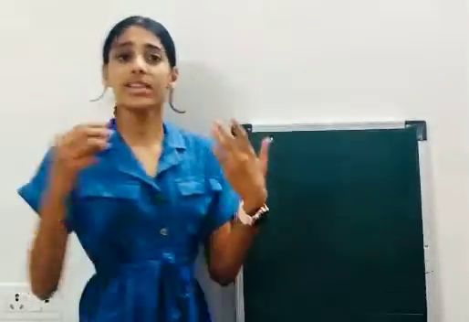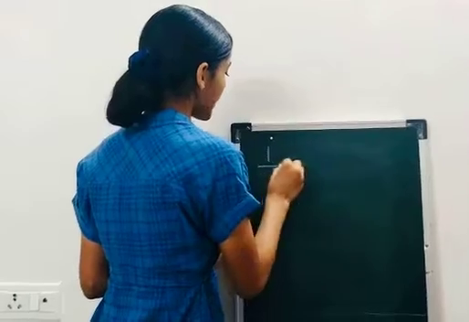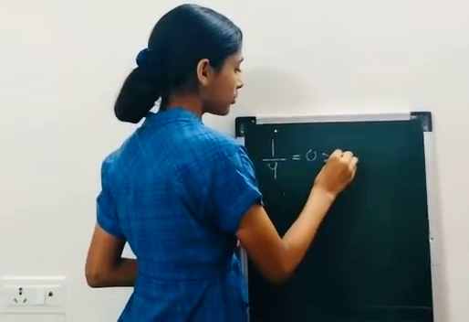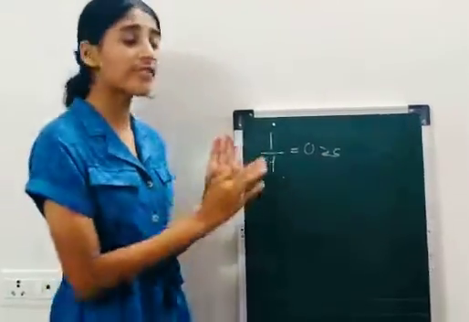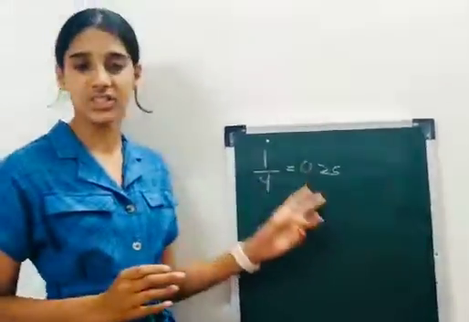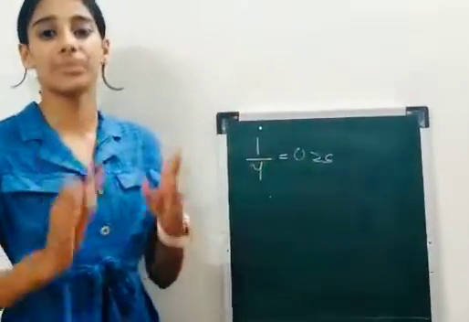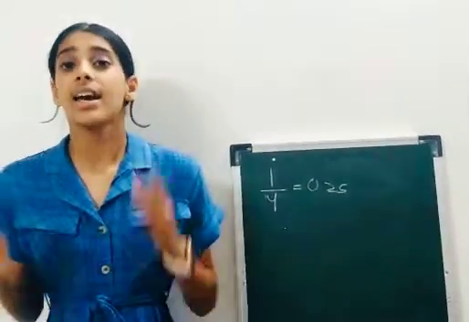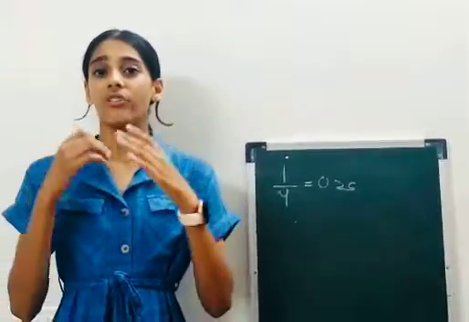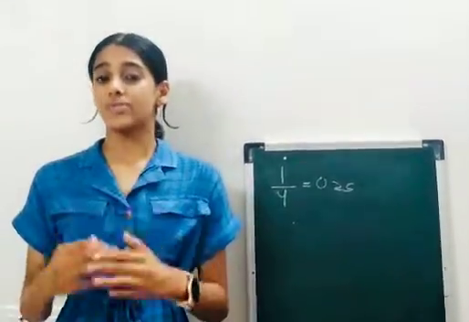Now terminating decimals are decimals which have limited digits after the decimal point. For example, take the fraction 1 by 4 which is equal to 0.25. Now 0.25 is a terminating decimal because there are only two digits after the decimal point and they are not repeating.